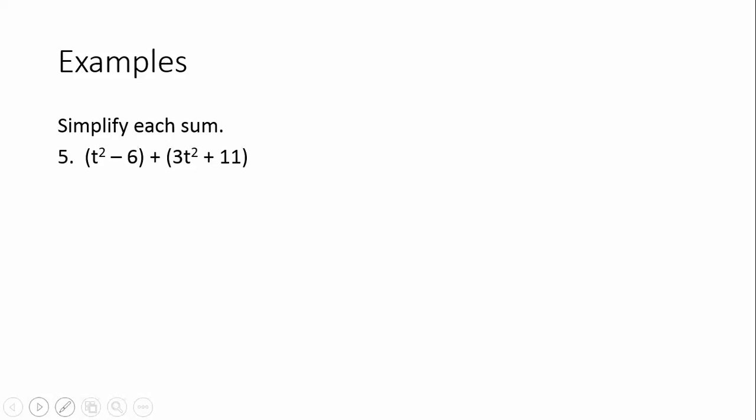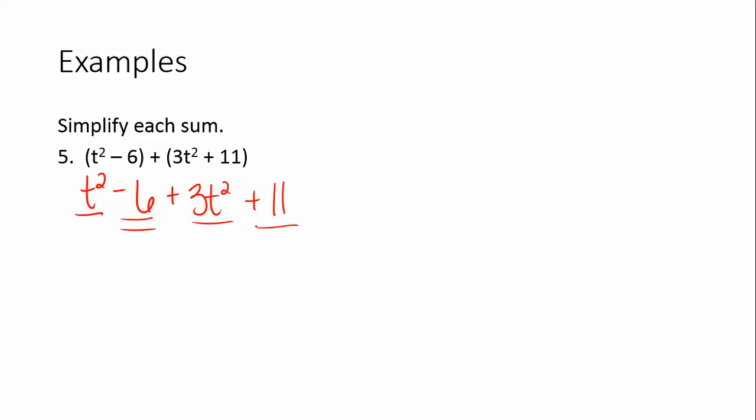So again, simplify the sum. We have t squared minus 6 plus 3t squared plus 11. When you simplify the sum here, you're just adding like terms. So we can drop the parentheses. And I like to underline or circle my like terms so I can see which pieces need to be combined. I have t squared, and I'm adding 3 more t squared. Be careful, that subtraction sign goes with the 6. So t squared plus 3t squared, I have 4 t squareds, and a negative 6 plus 11 is positive 5. So I have 4t squared plus 5.